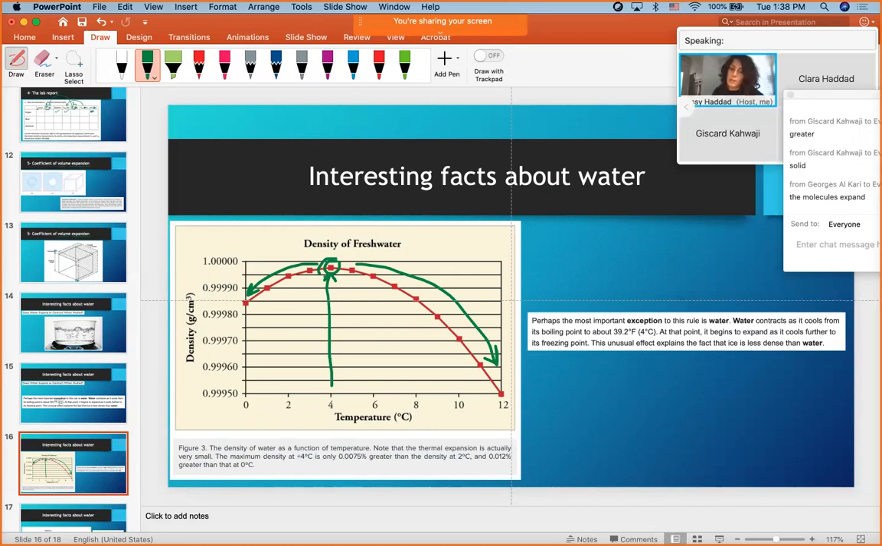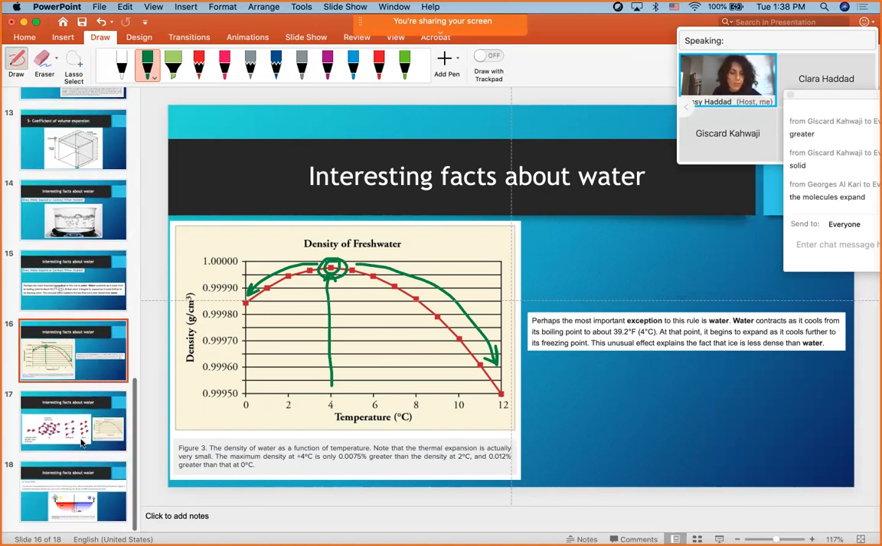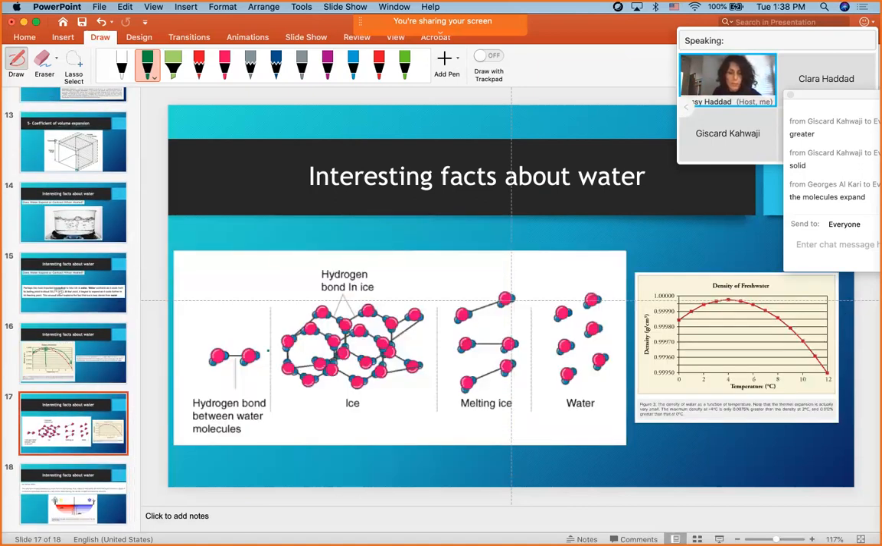From 4 to 12, the volume is also gonna expand. But here you have the smallest volume possible. So when you cool down your water to ice, it's gonna expand, and when you heat it up to a higher temperature, it's gonna also expand. At 4, it has the smallest volume, and this is so cool. Yeah, why 4? I don't know. And probably this is what Giscard meant by discussing the hydrogen bonding between the molecules.